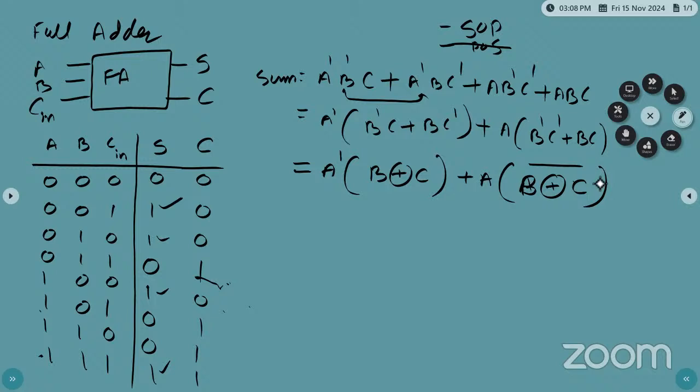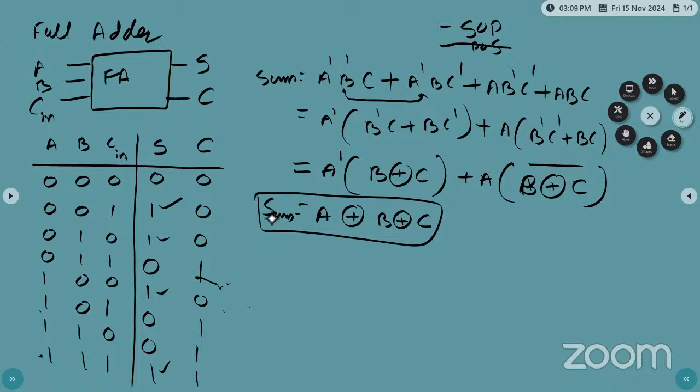This is the A. You can assume this is the B. A dash B plus A B dash is A XOR B. So what is the A here? The A is same, A XOR. What is the B? B is B XOR C. The simplified sum expression is A XOR B XOR C, and similarly carry. So this is called carry, or simply carry out, C out.